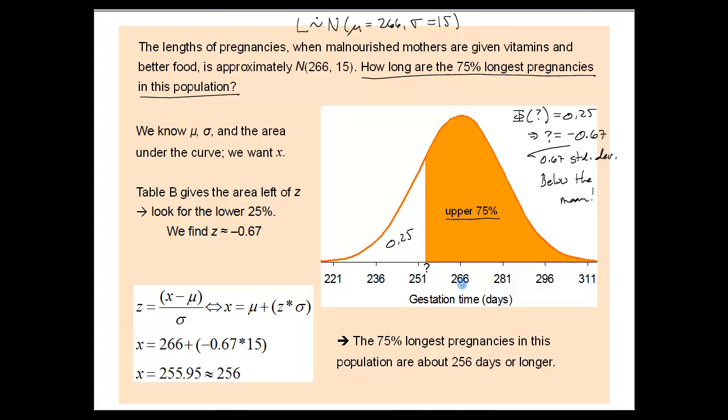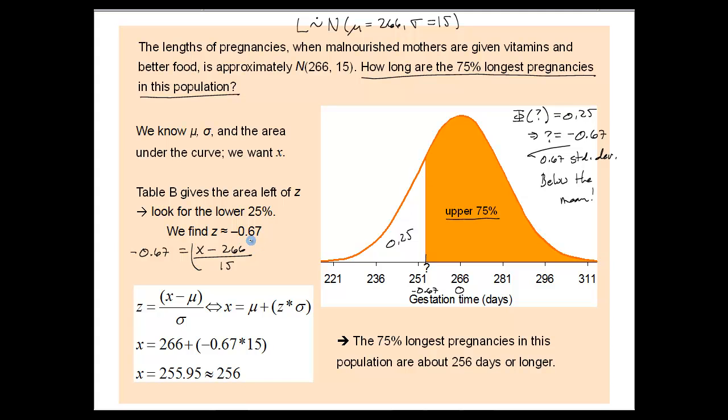That's what this is meaning. So if I standardize this mean, I get 0. If I standardize this score right here, I get negative 0.67, and I want to work backward. So what we do is we take our standardization formula and we solve for x. Another way we could look at this is negative 0.67 equals x minus the mean of 266 divided by our standard deviation of 15. And then we solve for x.